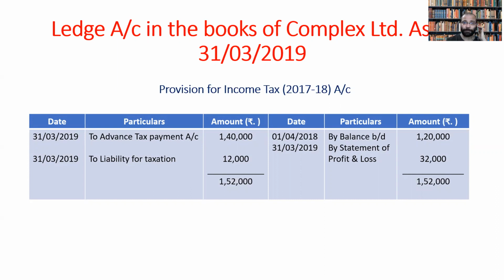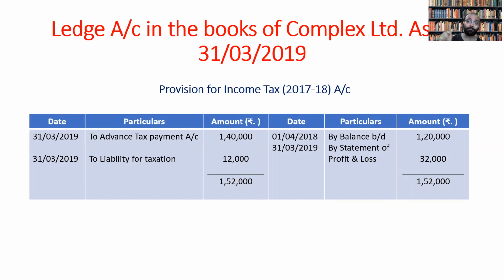So preparing this provision for income tax 17-18 account, we write by balance brought down, which is the opening balance we have at 1/4/2018. The opening balance we write at the opening date. That is for 17-18, the opening date would be 1st April 2018, since the ending date is 31st March 2019. Here we write by balance carried on, 1,20,000, which is given there. Now, please remember there is 31st March 2019.